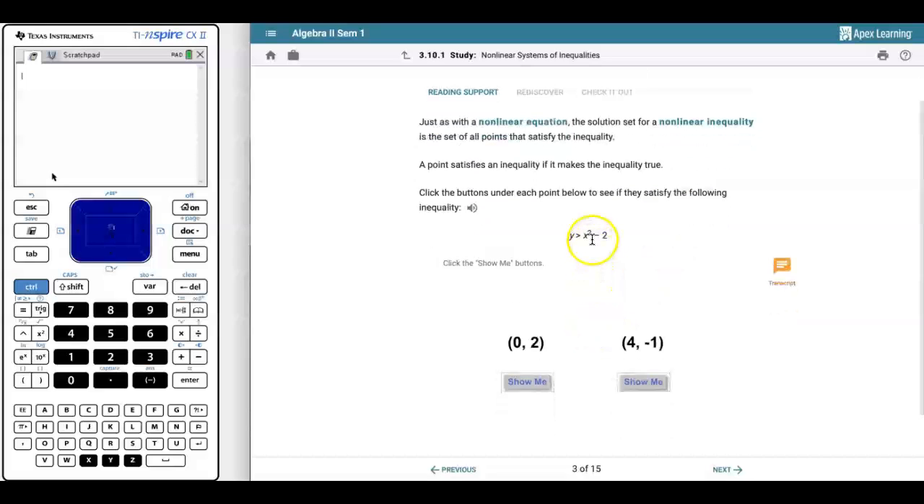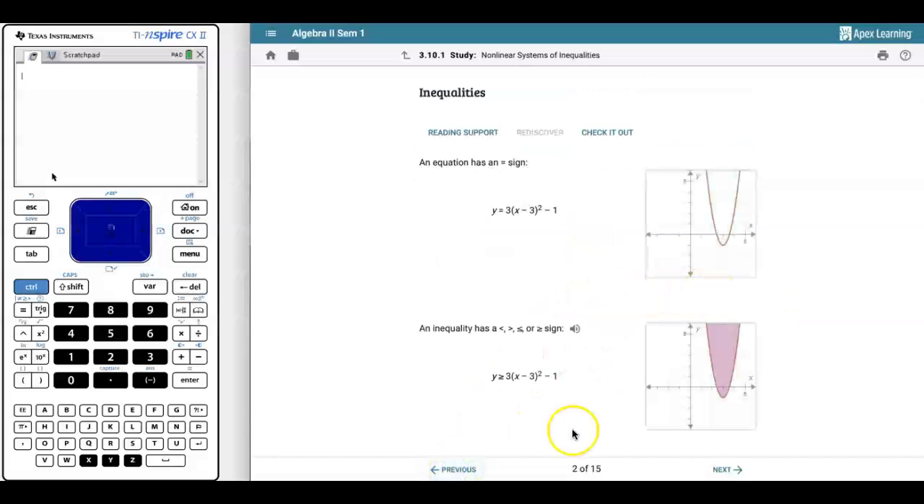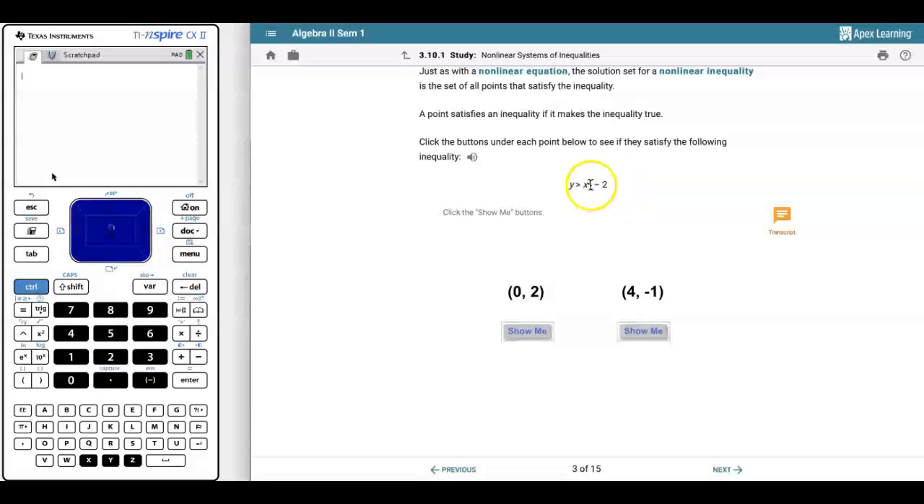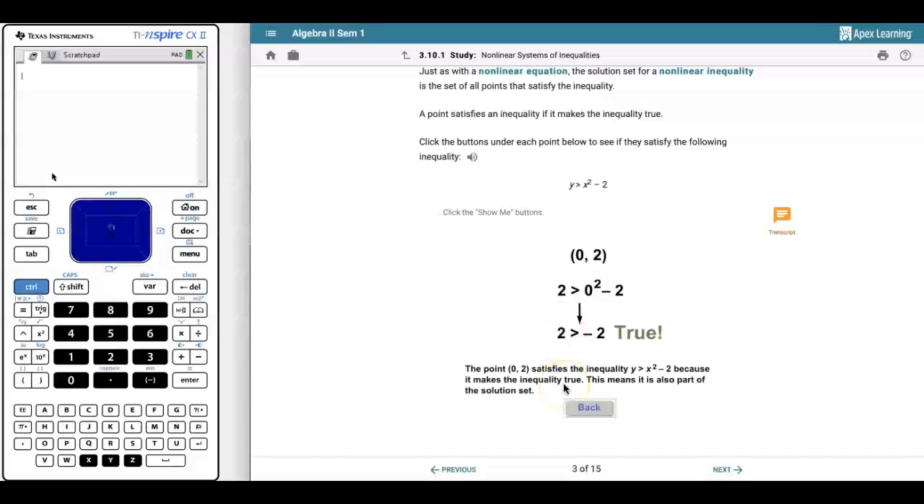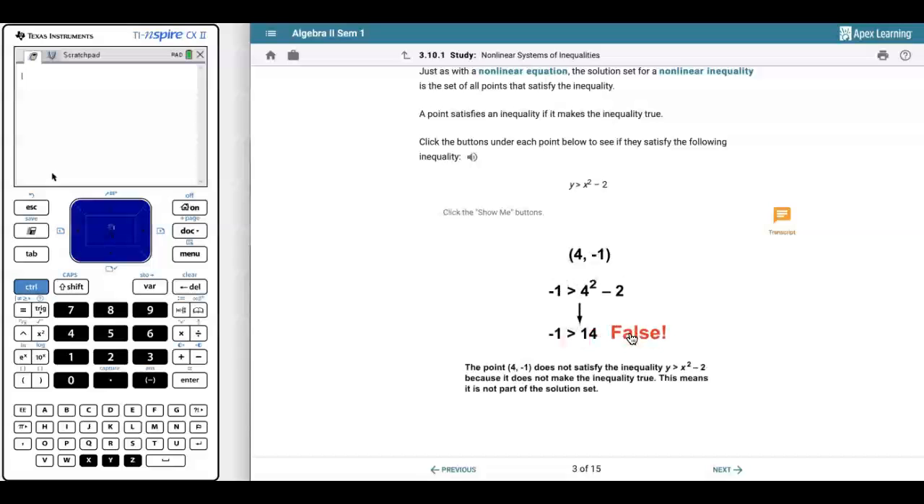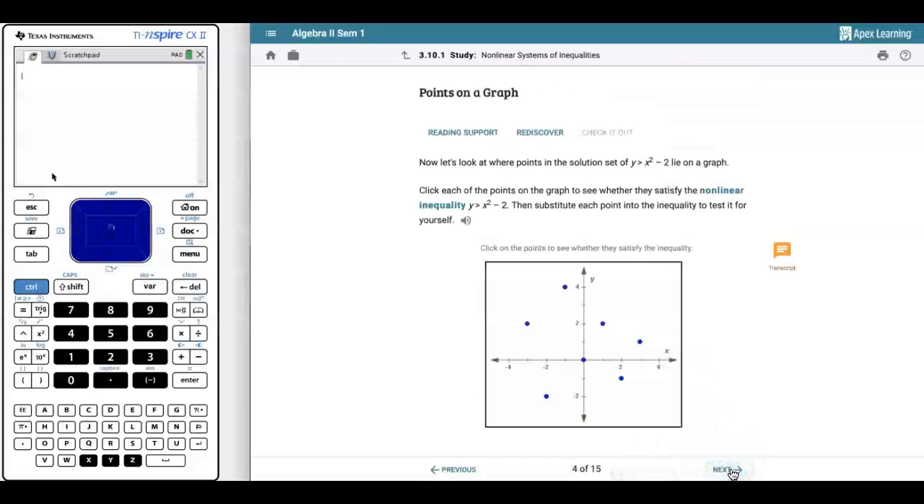So for example here, if we looked at x squared minus 2, which is not shown, it's got to be less than y. So if we plug in (0, 2), if we calculate this out, 2 is greater than negative 2, so that value would be true, right? So that would be part of the solution set. That would be part of the area that gets shaded. Now if we look at (4, negative 1), we plug that guy in, that one is false, or not true, okay? So that would not be part of the solution set, so therefore that would not be part of the shaded region, okay?